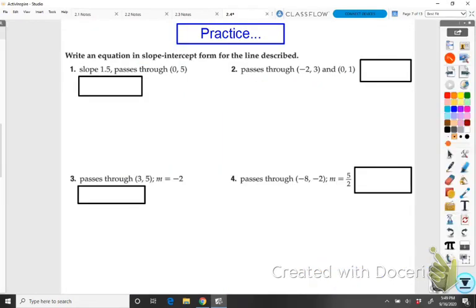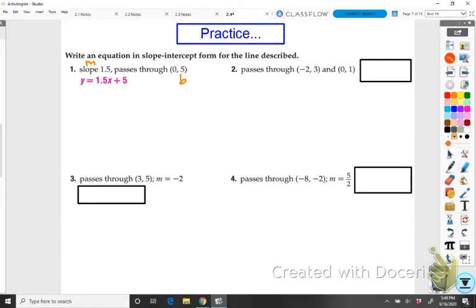All right, so let's do some practice problems. Write an equation in slope-intercept form for the line described. So we have the slope, here is the m, this 5 is the b. So this one is nice and easy, we just put it all together. y = 1/2 x + 5.